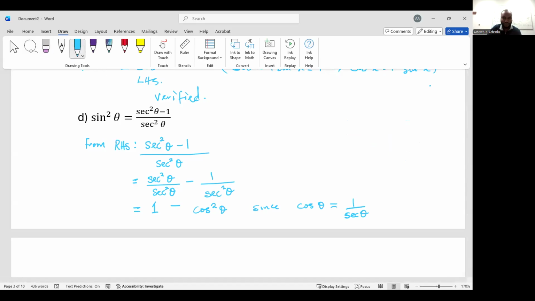All right. Now, look at this again. I can say this is sine squared of theta, since cosine squared of theta plus sine squared of theta equals 1. So I know from this Pythagorean identity that if I move this to the other side, I will be left with only this, right? So that is my left hand side. So verified.